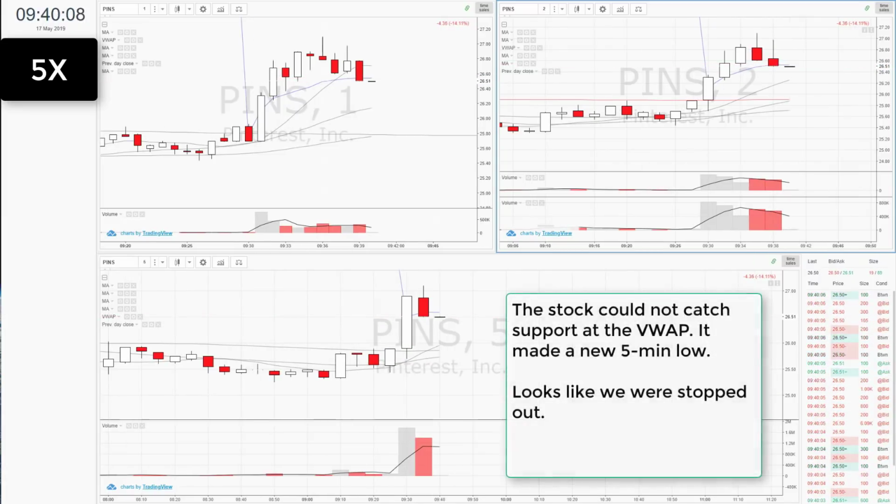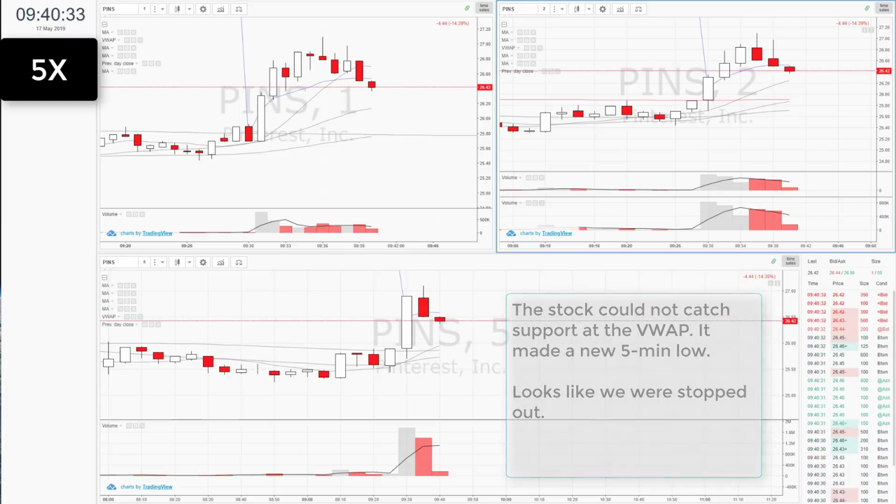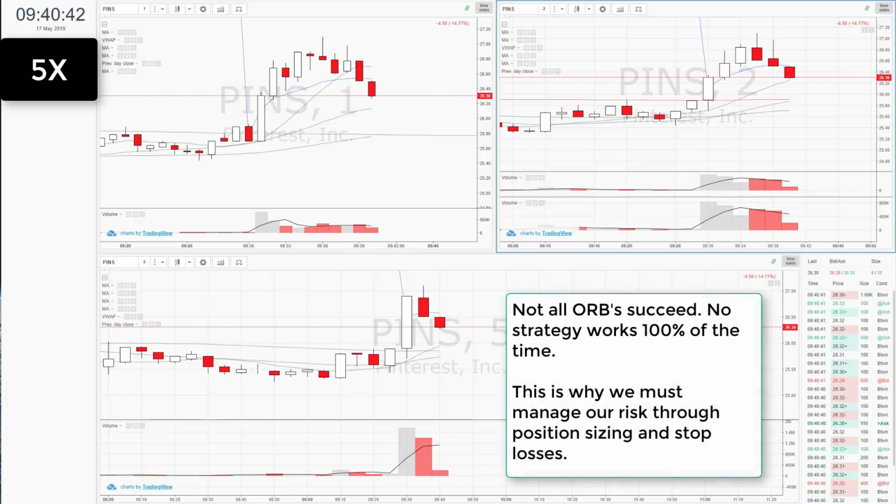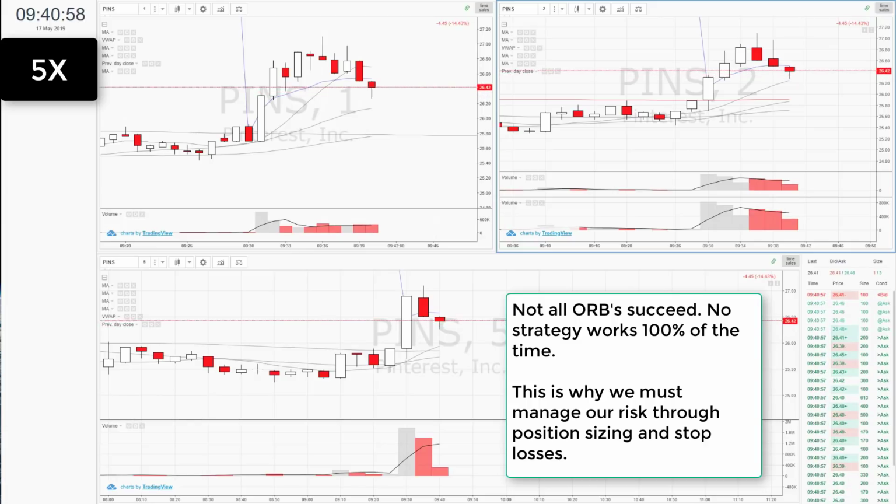The stock could not catch any support at the VWAP. It also made a new 5-minute low. Looks like we have to stop out. Not all ORBs succeed. No strategy works 100% of the time. This is why we must manage risk.